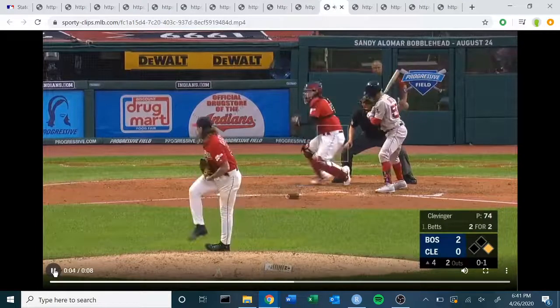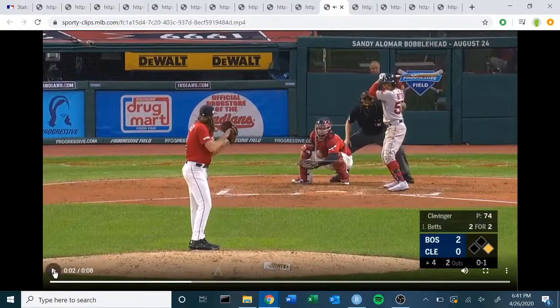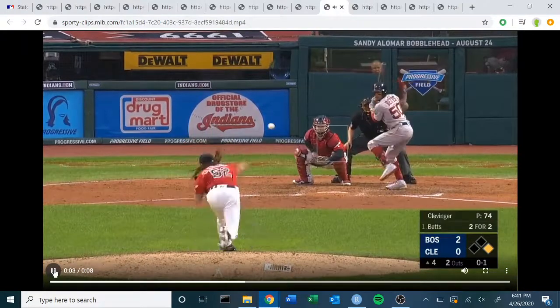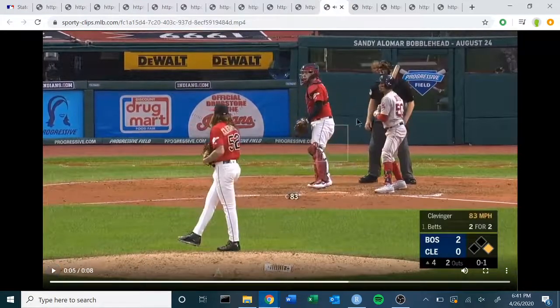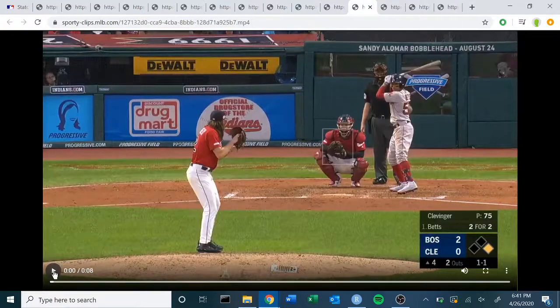Here we see it again. Slider really not executed well. I'm going to go back one more time and look at Betts' reaction to this pitch. Yeah, he just spits on it. Doesn't really get much information other than the fact that a slider was being thrown. So yes, let's move on to 1-1.